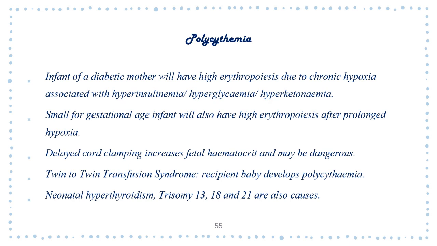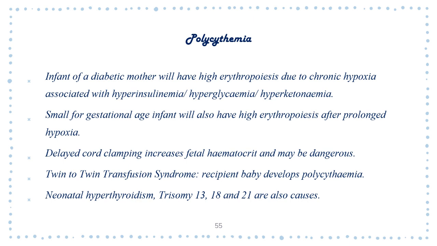The most common cause is infant of diabetic mother, because they will have high erythropoiesis due to chronic hypoxemia, which is associated with hyperinsulinemia, hyperglycemia, hyperketonemia. If you have a baby that's small for gestational age, they will also have high erythropoietin. If you have delayed cord clamping, this will increase the fetal hematocrit, and this can also be dangerous.